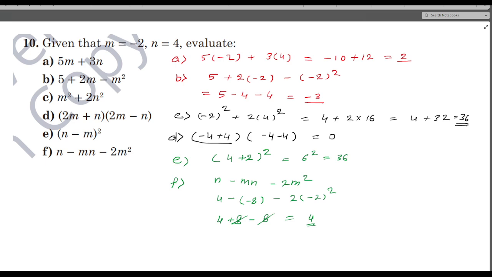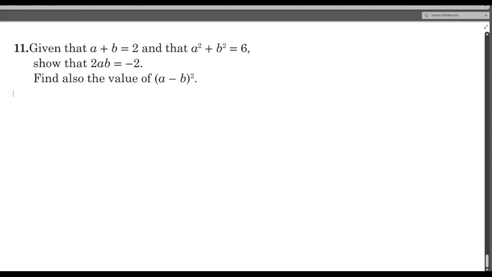Now question number 11. So keep patience, we are 3 more problems away from finishing this revision exercise. Now given that a plus b is equals to 2 and a square plus b square is equals to 6, show that 2ab is equals to -2. Find also the value of a minus b the whole square.